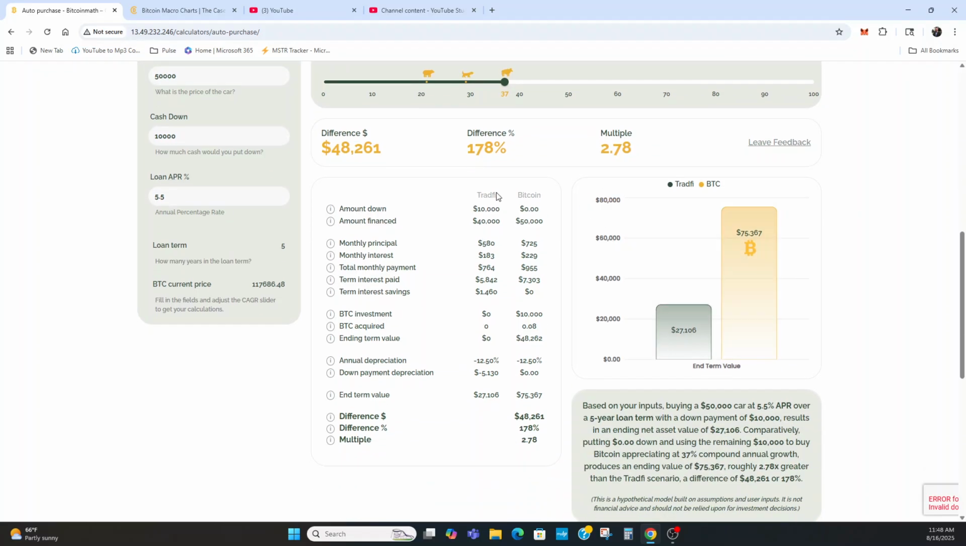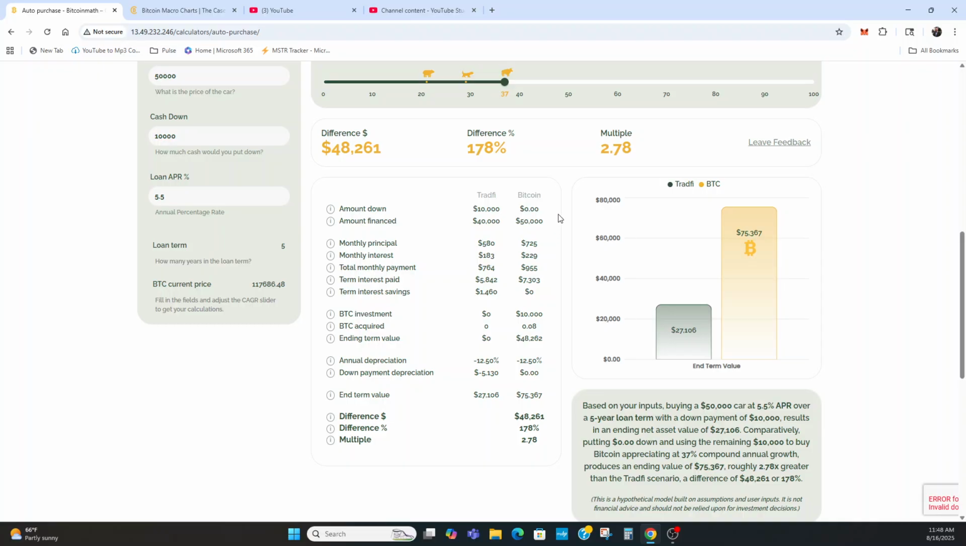So, going down the line here, section by section, in the TradFi scenario, we're going to put your $10,000 down, and therefore we're going to finance the remaining $40,000 of this $50,000 car. In the Bitcoin scenario, we're not going to put down anything. We're going to take our $10,000 cash and buy Bitcoin with that, and we're going to finance all $50,000 of the car.